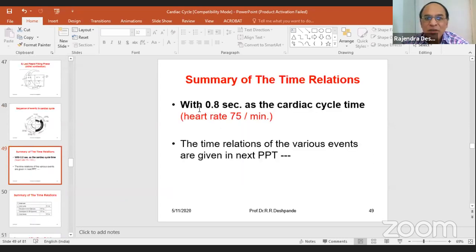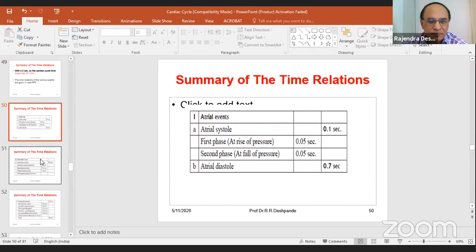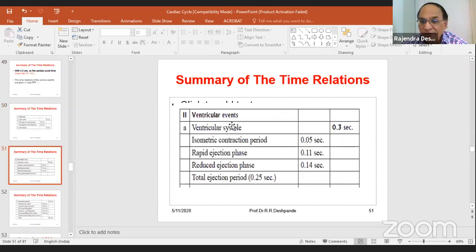Okay. So with 0.8 seconds as the cardiac cycle time, with the heart rate as 75, the time relations of the various events are as follows. This is for your MCQ purpose. Atrial systole, 0.1 second. Atrial diastole, 0.7 second. But these are less important. Ventricular systole is 0.3 second. You also remember this, at least for exam purpose, for MCQ purpose.